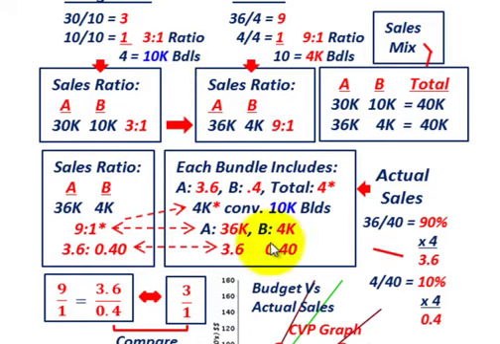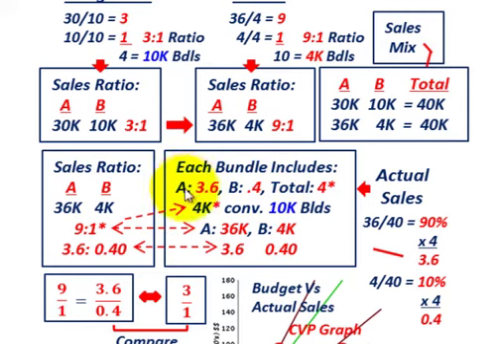So to do that conversion, let's just look at it. 36,000, the actual sales, divided by total sales, 40,000. For product A, product A represents 90% of our sales. And then we want a quantity of 4 per bundle. I want to convert from 10 per bundle to 4 per bundle. So I take 4 times the 90%, and that's going to give me 3.6.